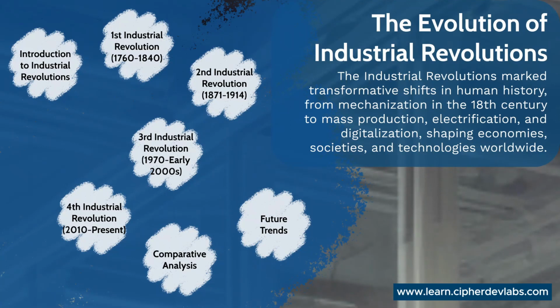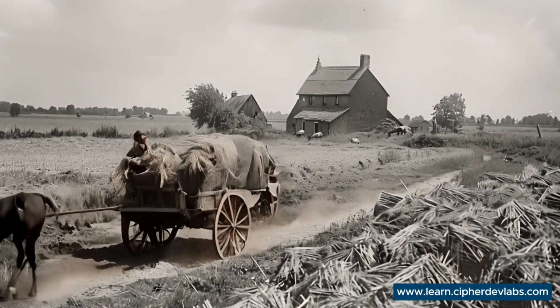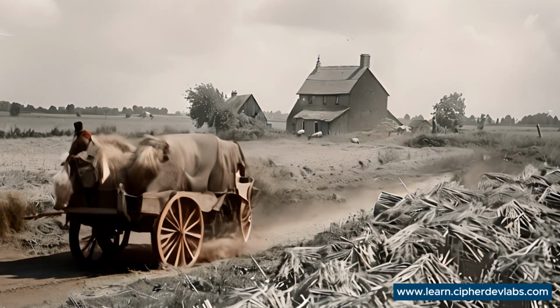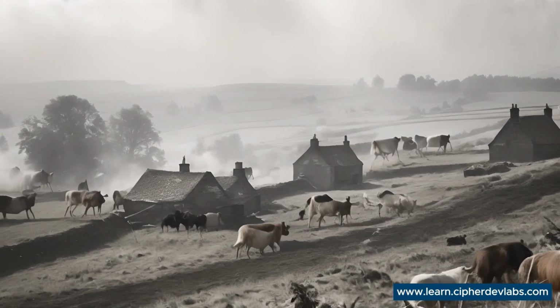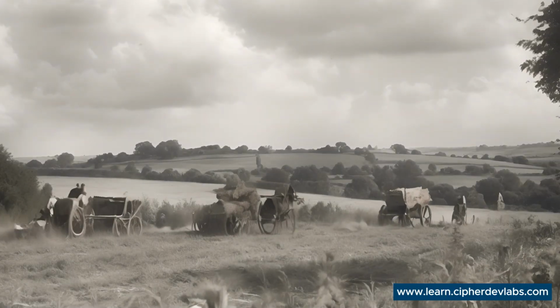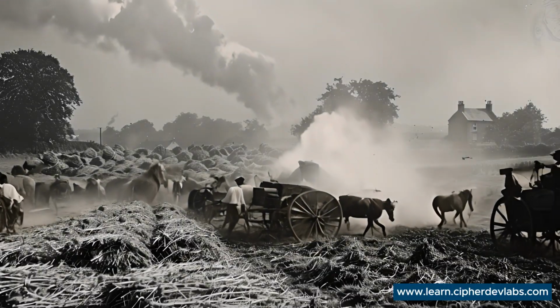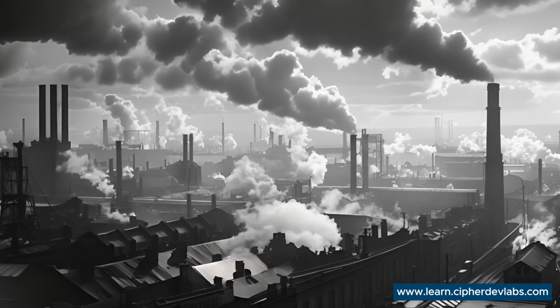Hi, and welcome back. In this lecture, we are going to be discussing the first industrial revolution, the era where it all began. In the late 18th century, a profound transformation began in Great Britain, one that would change the face of the world forever. This was the dawn of the first industrial revolution, a period of dramatic change where the quiet rhythm of agrarian life gave way to the thunderous machinery of industry.